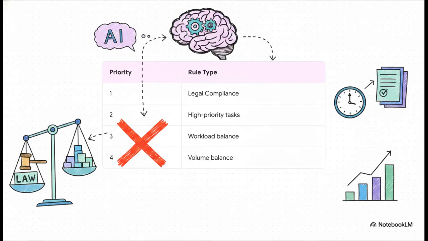To solve those rule clashes, the AI needs a very strict, uncompromising hierarchy. Legal compliance is always priority number 1, no exceptions. Then comes high-priority tasks, followed by workload balance, and then volume balance. So, if balancing the workload would accidentally cause illegal overtime, the AI immediately drops the balance rule to stay perfectly legal. It resolves the conflict completely on its own.